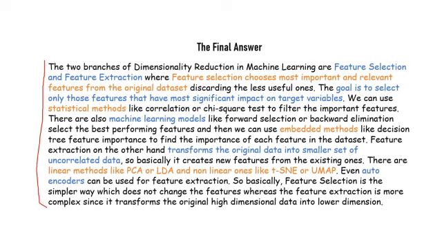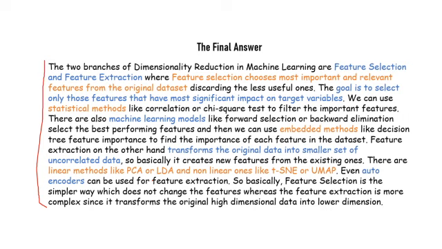The two branches of dimensionality reduction in machine learning are feature selection and feature extraction, where feature selection chooses the most important and relevant features from the original dataset, discarding the less useful ones. The goal is to select only those features that have the most significant impact on the target variable. We can use statistical methods like correlation or chi-square test to filter the important features. There are also machine learning based methods like forward selection or backward elimination, which select the best performing features, and then we can use embedded methods like decision tree feature importance to find the importance of each feature in the dataset.